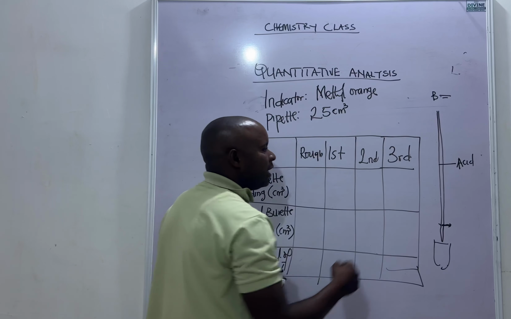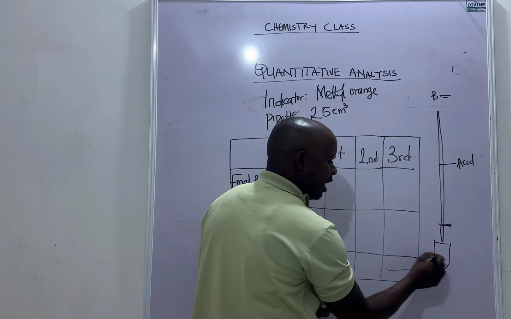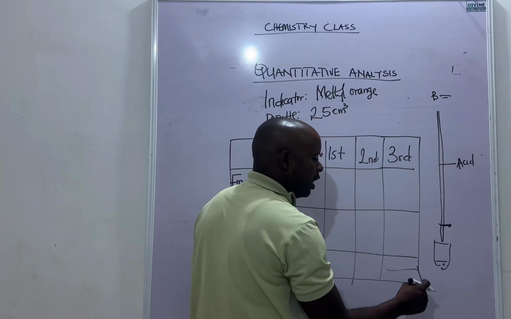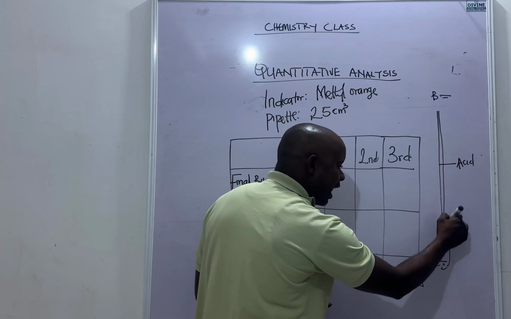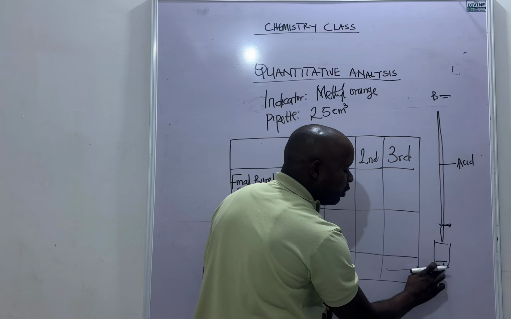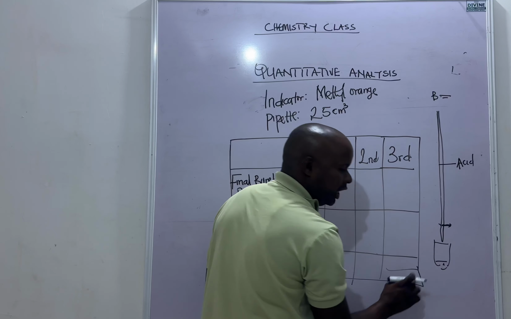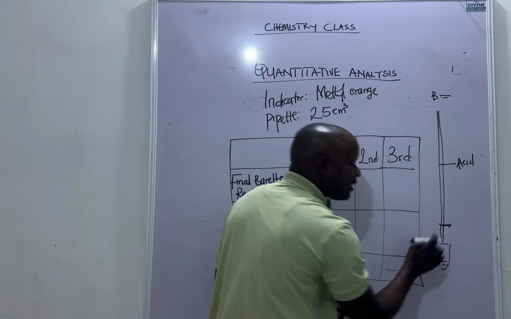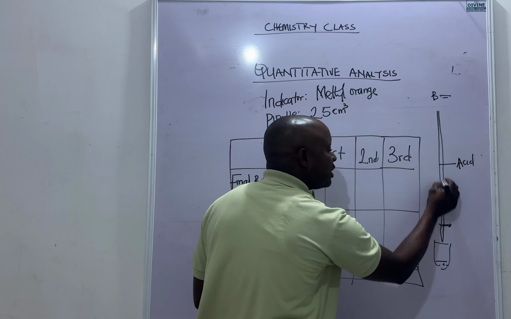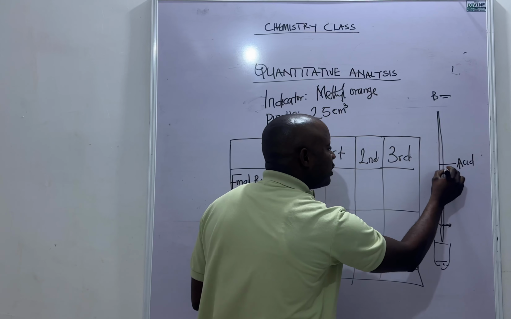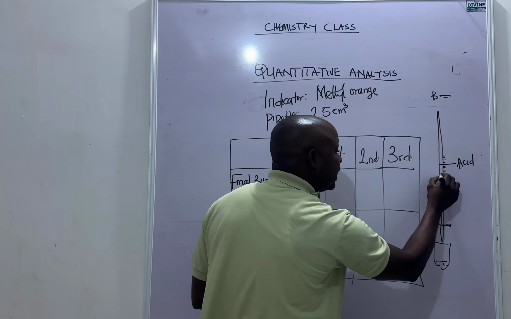So in this aspect, if peradventure you are releasing after adding 25 cm cube of this, you added 2 drops of indicator and there's a color change. As you are adding this volume, you take note of this color change. If there's any color change here, you stop adding this acid. At that point, this burette is always graduated, so you check the volume.